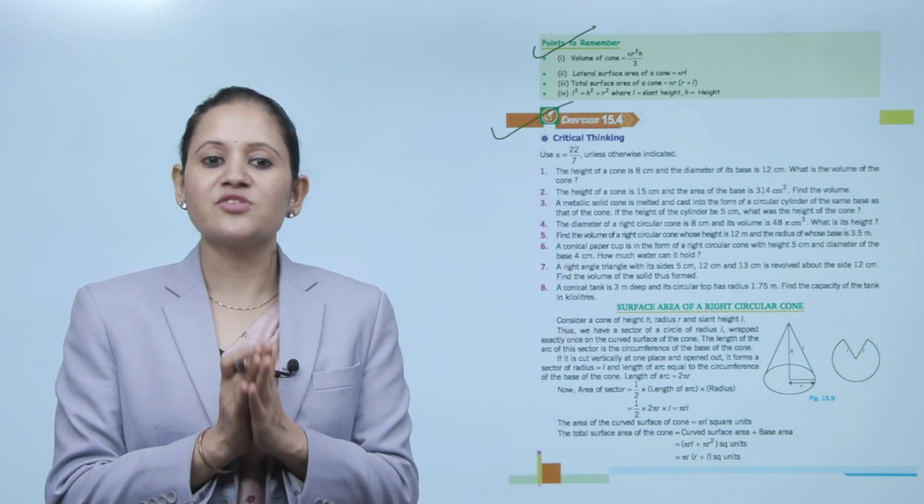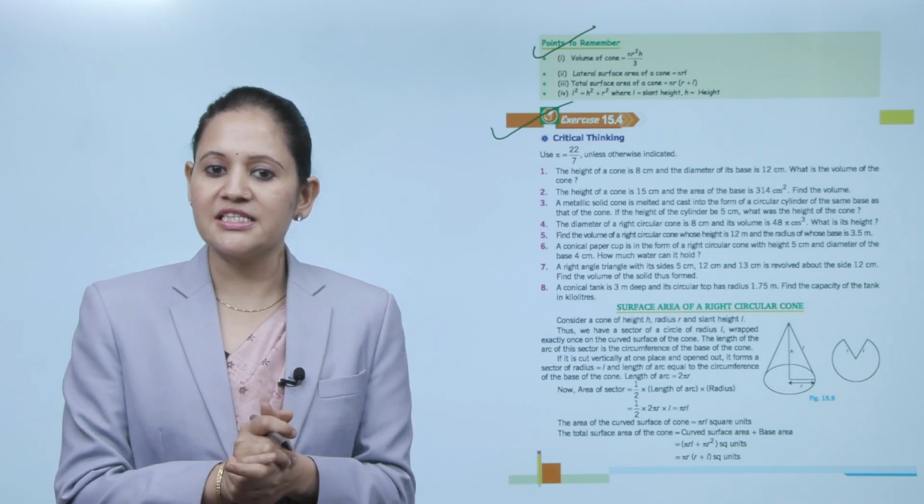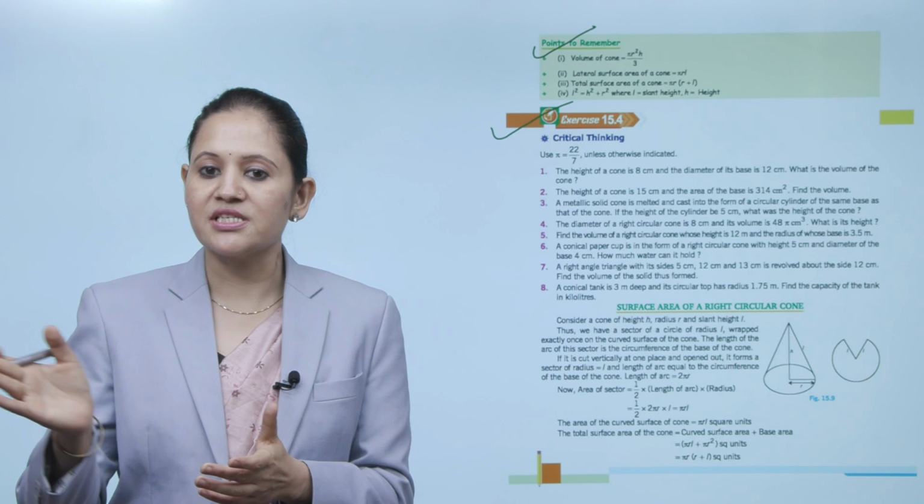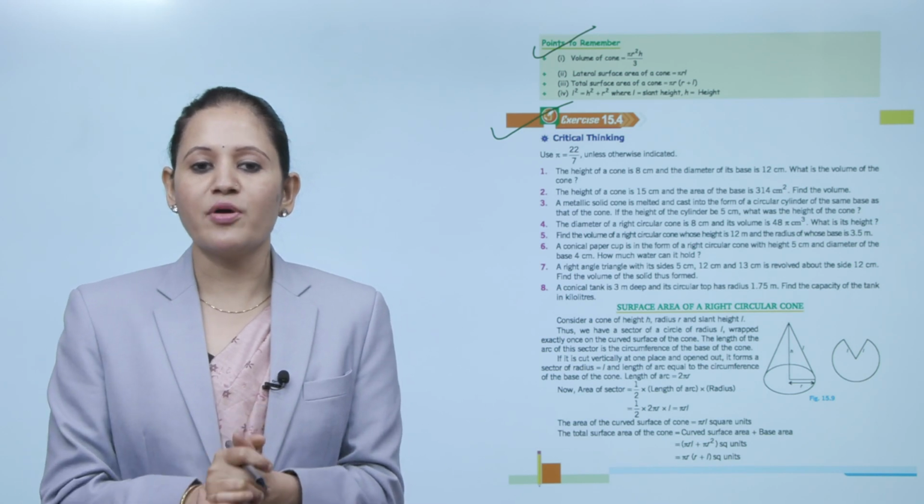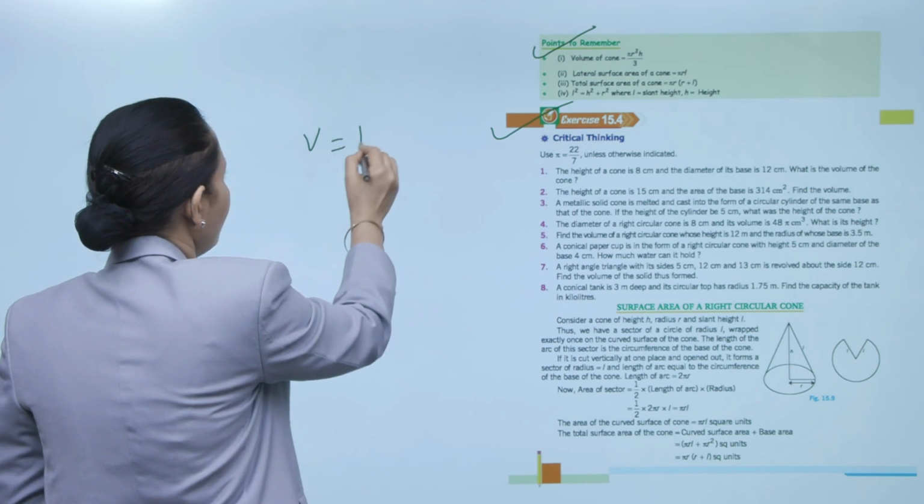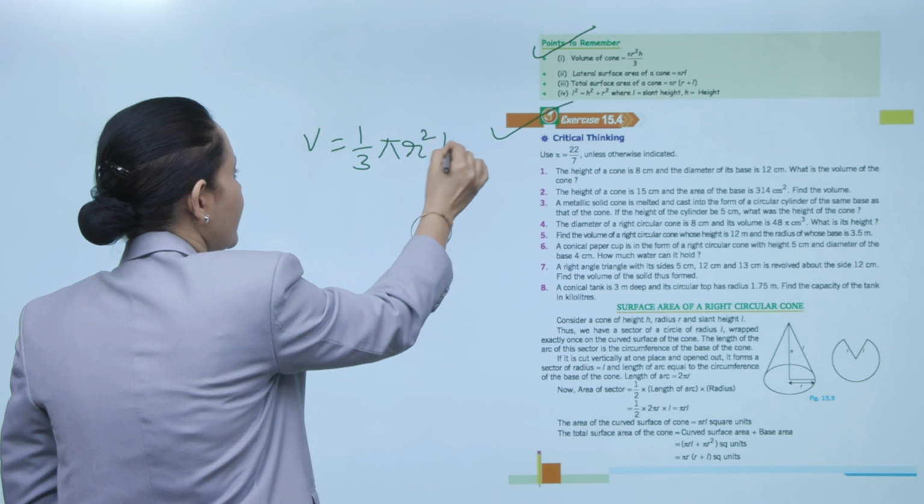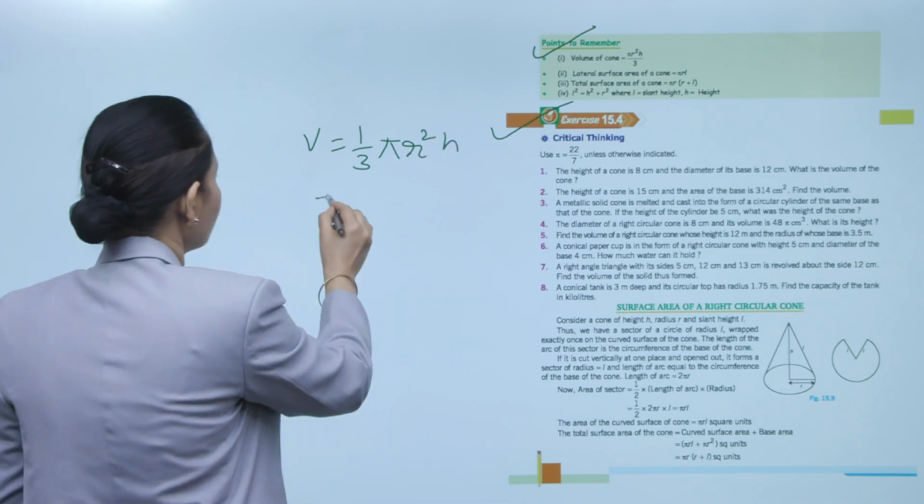Critical thinking. Use pi as 22 upon 7 unless otherwise indicated. The height of the cone is 8 centimeter. Diameter of base is 12 centimeter. What is the volume of the cone? So, we have to find the volume. Volume equals 1 by 3 pi r square H. Clear?